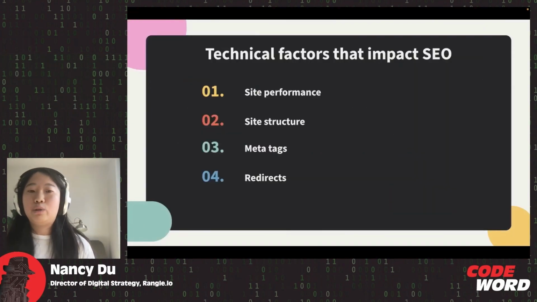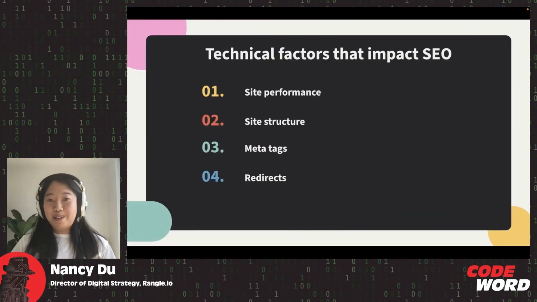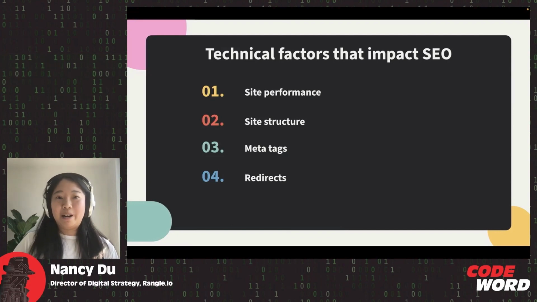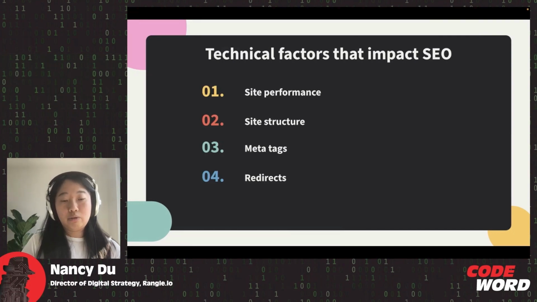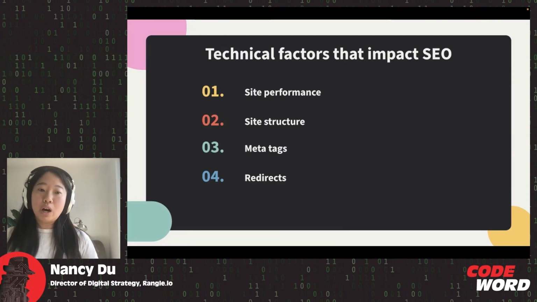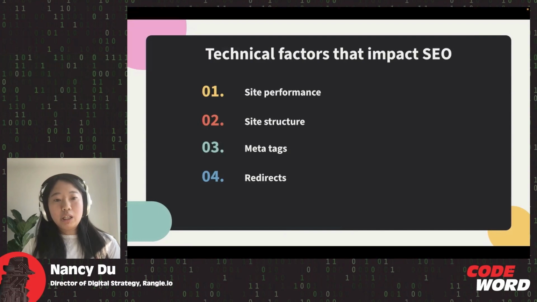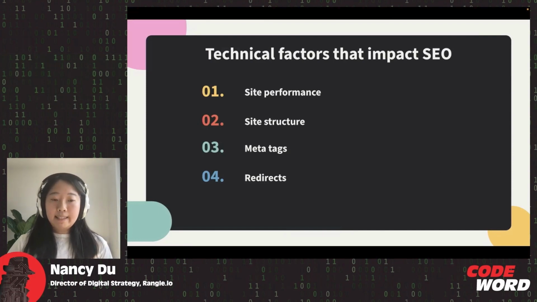So what are the actual factors that we're going to talk about that impact your SEO, at least from a technical perspective? There are 4 major things that we're going to break down. We'll go into each of them in detail, and you'll get some tips and tricks for each of them on things that you can do for your site. So the first one is your site performance. And then we're going to talk a little bit about site structure, your meta tags, and lastly, we're going to talk about redirects.